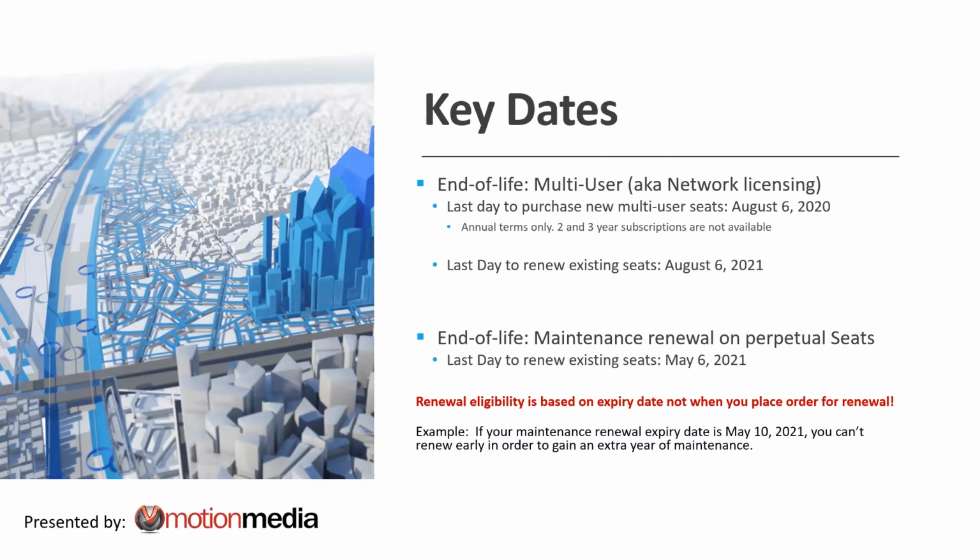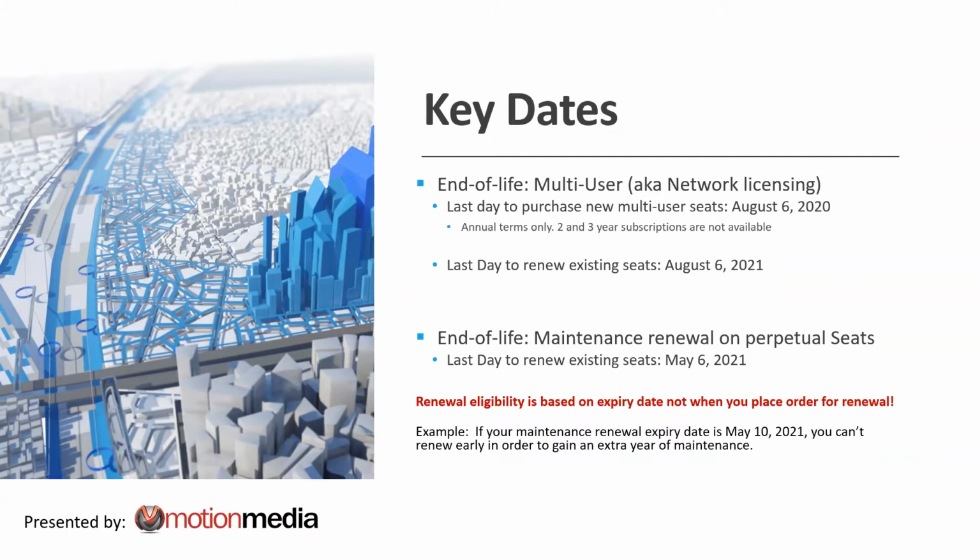And I use multi-user, network, and floating interchangeably because they are essentially the same thing. Some people just use different terminology. The Autodesk terminology is multi-user, but you also know it as network or floating. You can purchase new floating seats up until August 6th of this year. They have limited to annual subscriptions only. You can't get 2 or 3 year term subscriptions anymore. But you can still add them if you would like to for 1 year. You could actually renew those seats that you buy for yet another year.